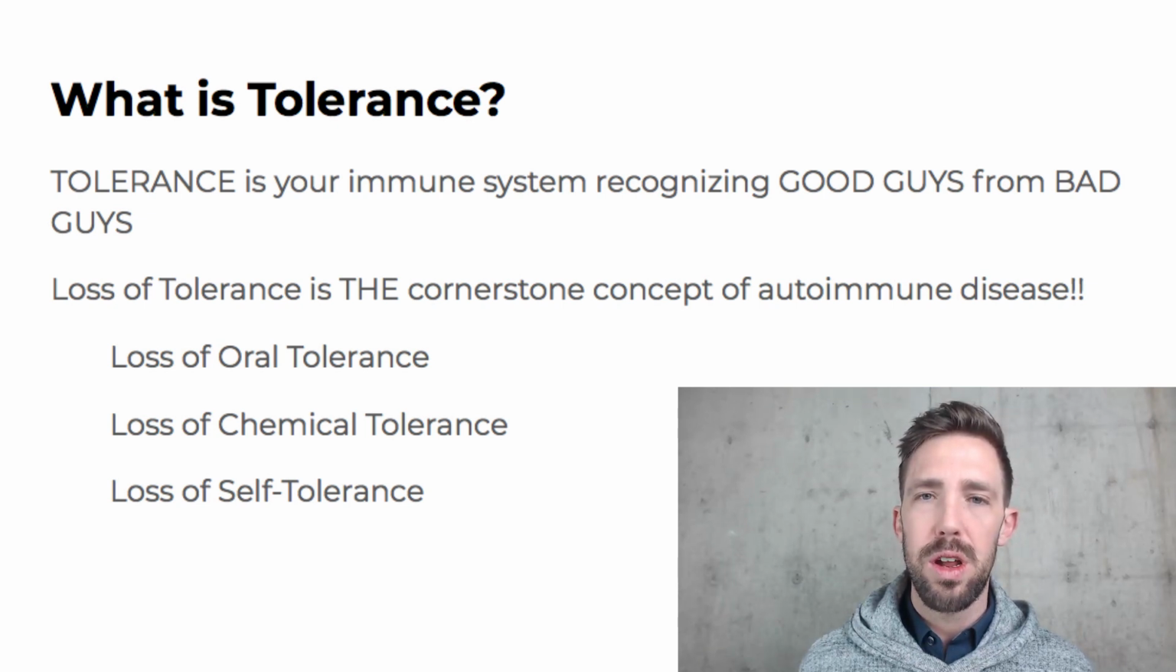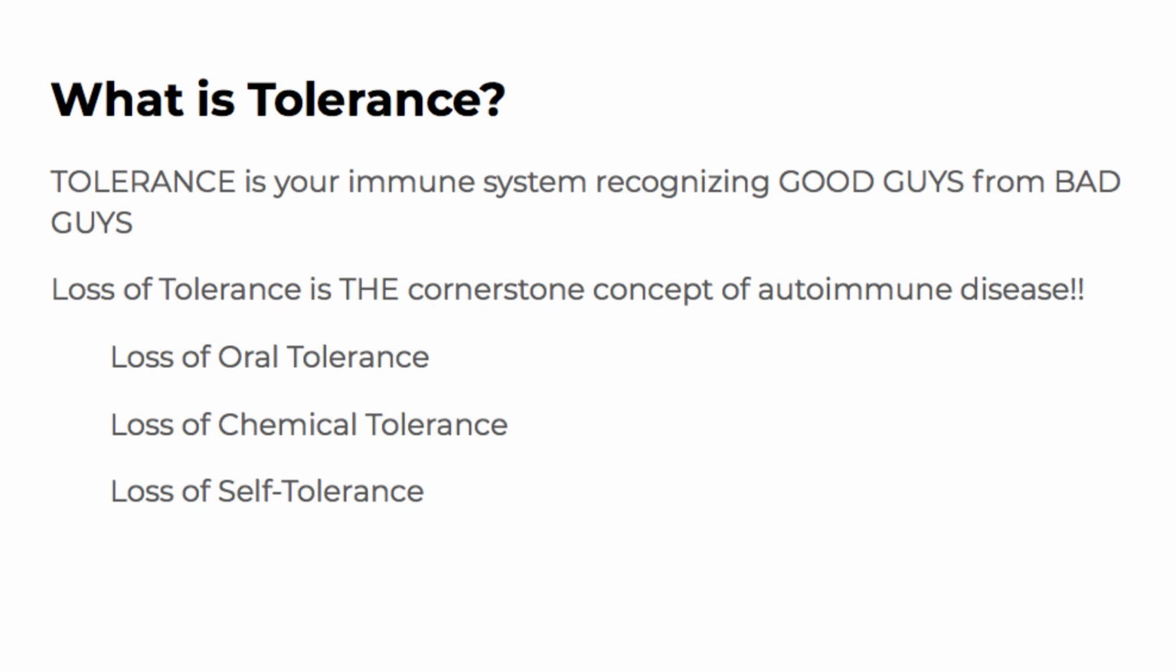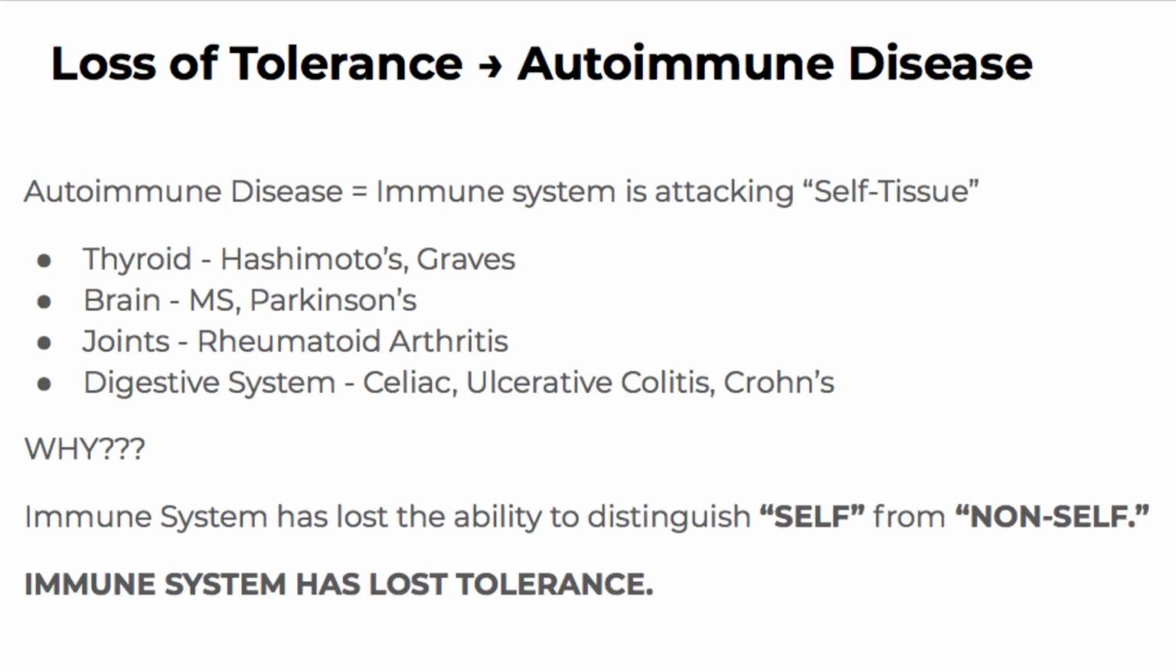So what we want to do is we don't want to boost the immune system. We don't want to dampen the immune system. We want to support tolerance. So loss of tolerance, like we said, is autoimmune disease. Auto meaning self, and immune: the immune system is attacking self tissue.